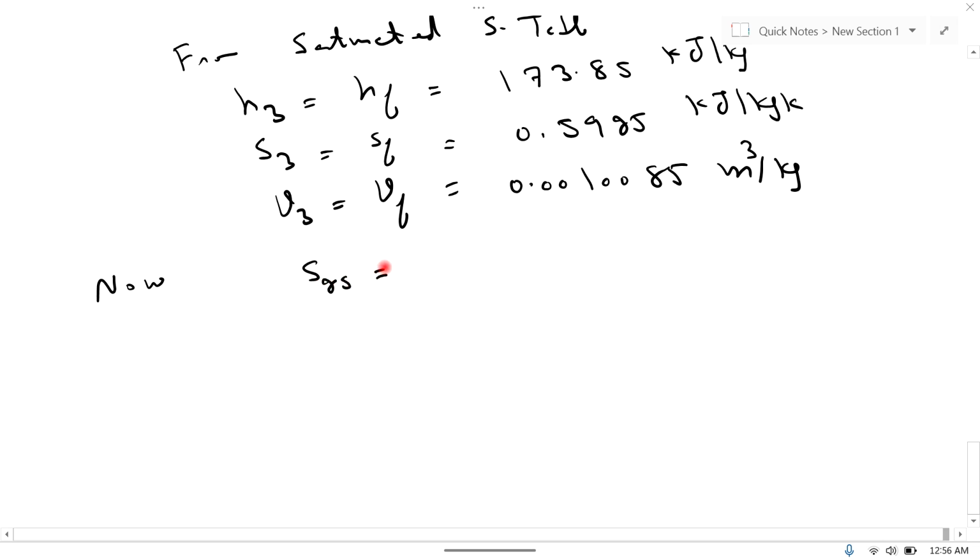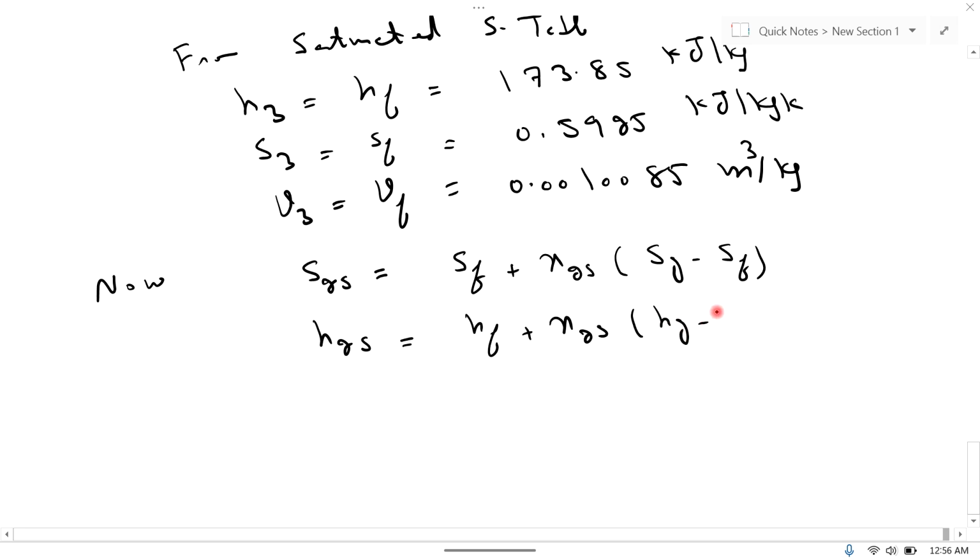The difference between S2 and S2S is that S2 is the actual entropy at point 2 and S2S is the ideal entropy at point 2. The S2S formula is SF plus X2S into SG minus SF. We have to find SF and SG from the steam table. Similarly, to find H2S, we have the formula H2S is equal to HF plus X2S into Hg minus HF.